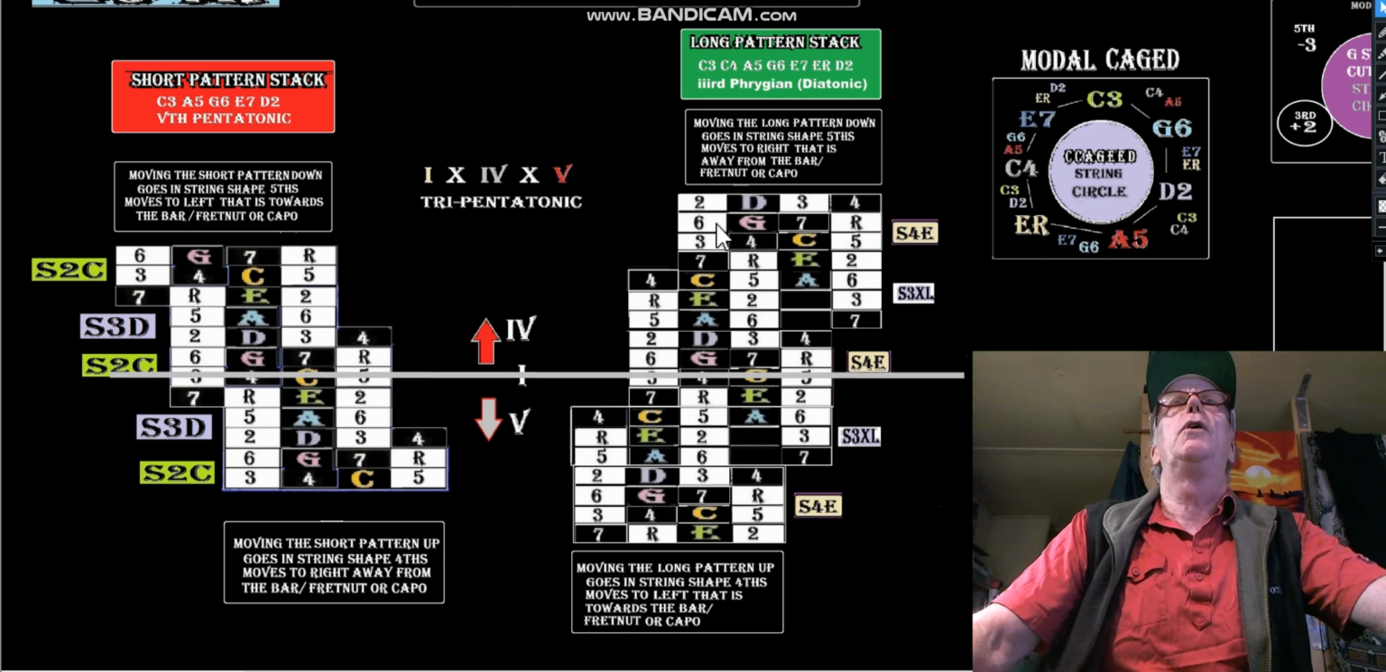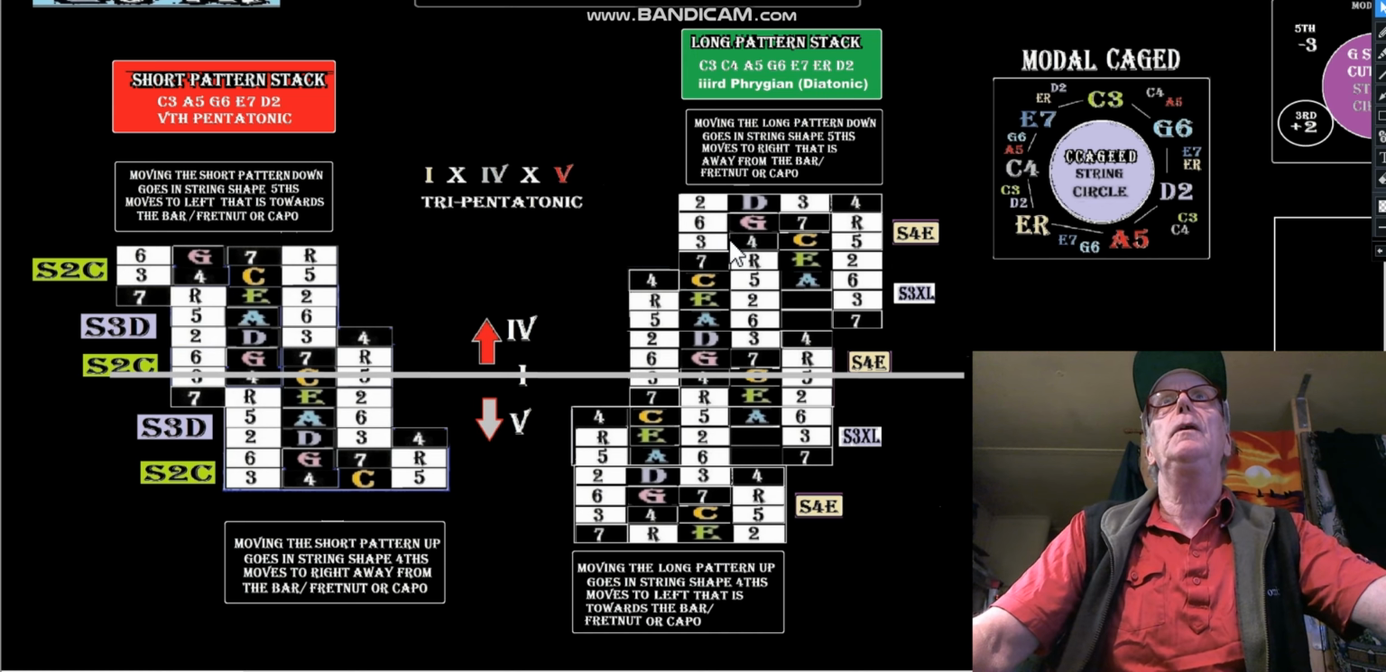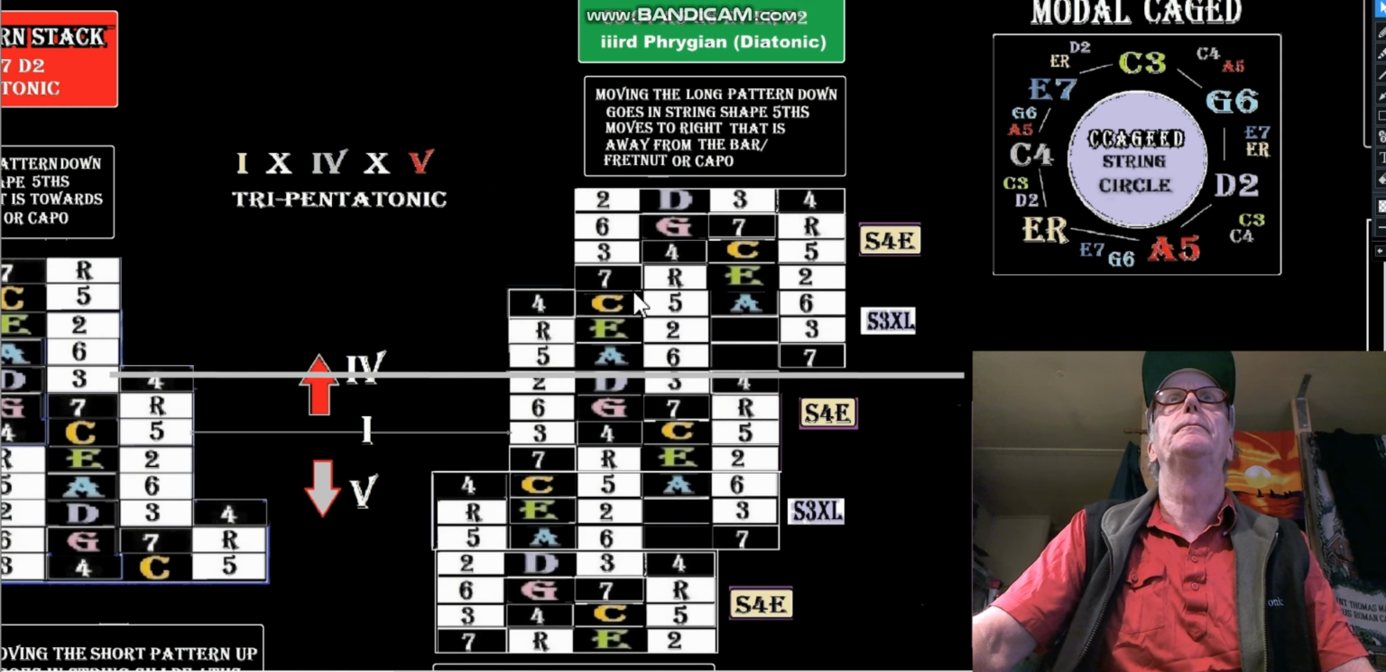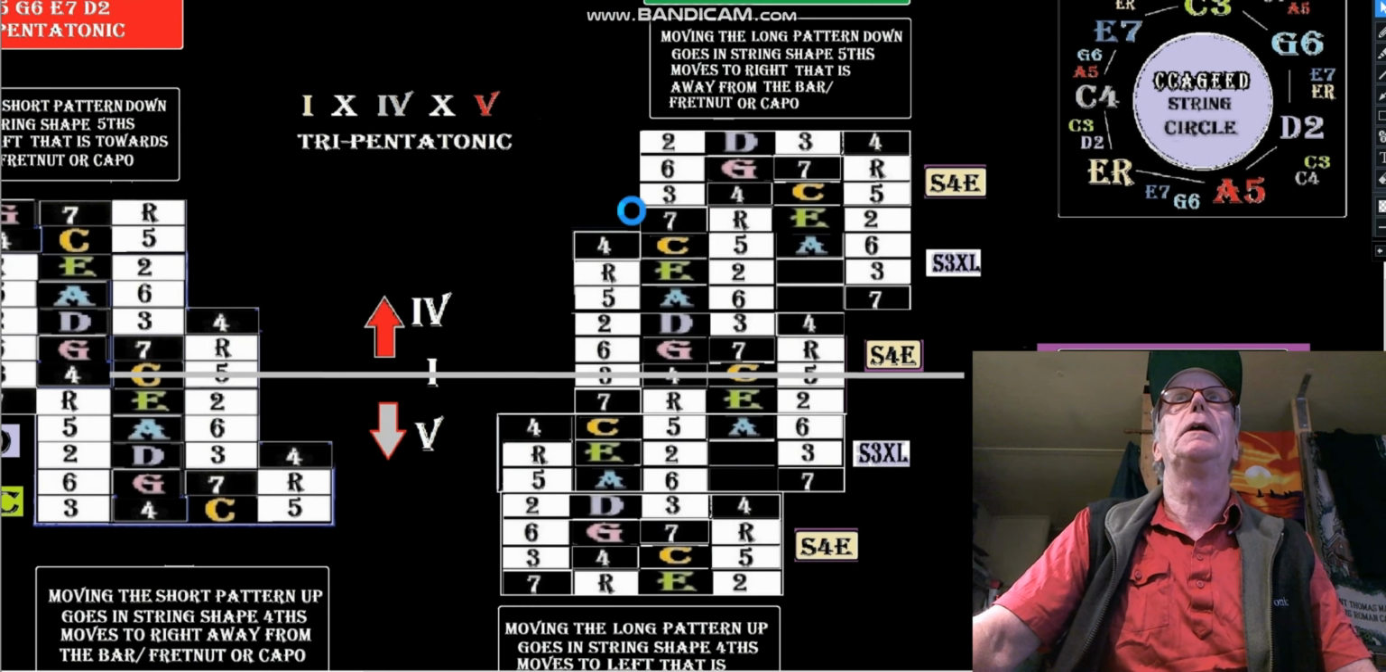So let's see what happens when we want to go to the 4th. So for the 4th, we're going to move the pattern up. So here we go. We'll move the pattern up if we can get it. Why can't we get the pattern to move up? I don't know. Let's see if we can get the pattern to move up.